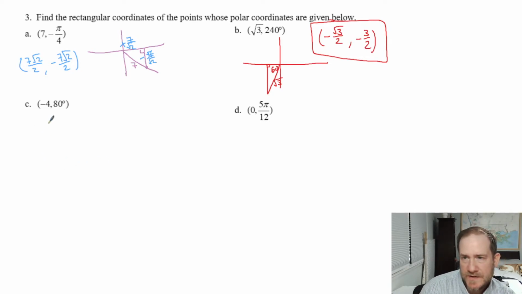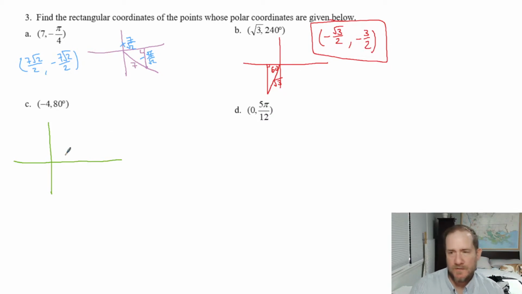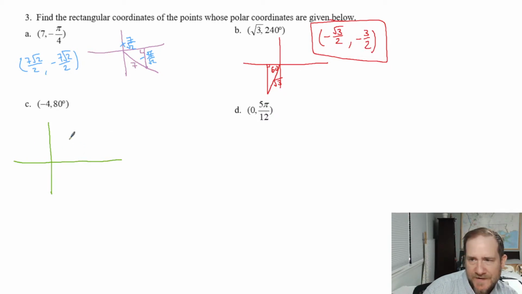Now for C, here's where we're not a special right triangle anymore, so geometry is not really going to help. But if I have an 80 degree rotation angle, then that's not really the angle I want. I want this angle. So if this was 80, then this is 80, which means that angle is 260.